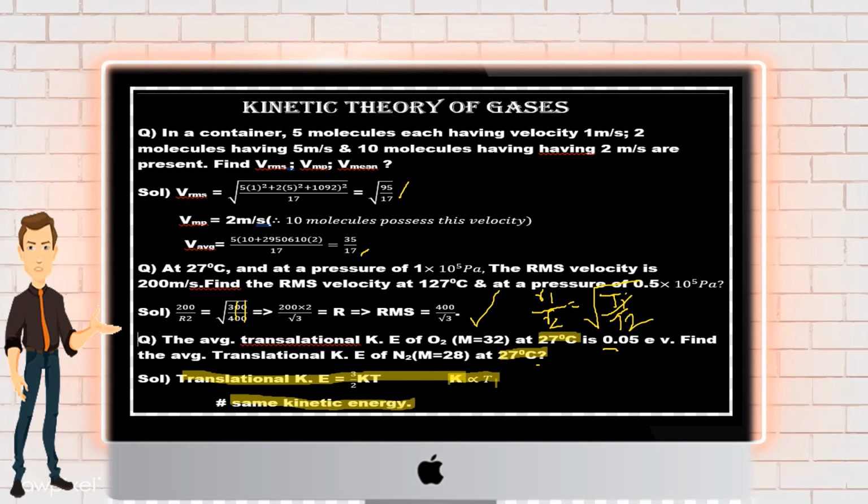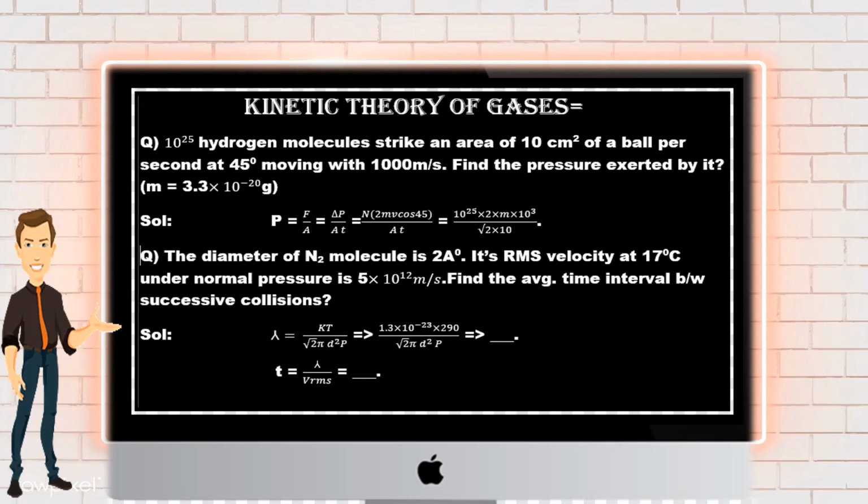We make a major mistake here. They have given temperature, and we use the formula 3 by 2 PV or 3 by 2 nRT. They have given N2 and we get confused again. Where is the mass? We may feel the question is wrong, but this is the logic. At the same temperature, average kinetic energy will be the same for all. So friends, this is a most important question. We get confused here using the formula.